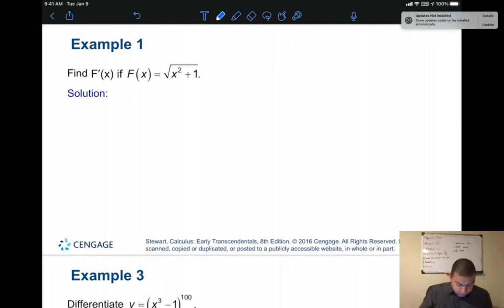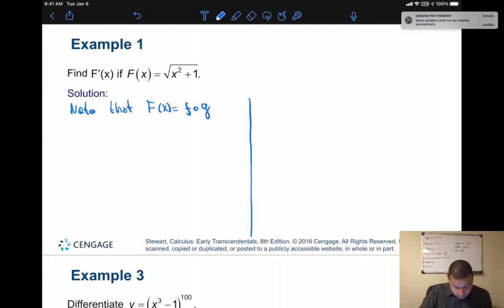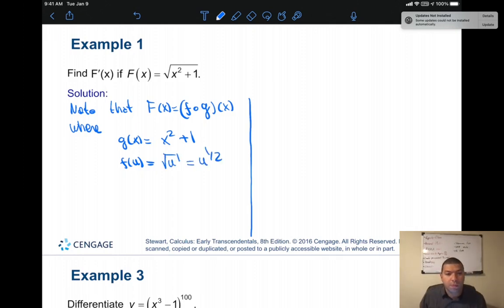Okay, let's think about it. So note that, let me break this apart into two halves here. F of x, like I was saying before, is f composed with g of x, right? Where I'll call g of x the first function that I apply, which is x squared plus 1. And then f of u, I'll use a different variable, is the square root of u, right? It's the same as u to the 1/2 power, because then I'm able to use the power rule with it.